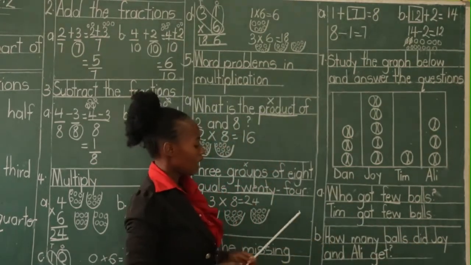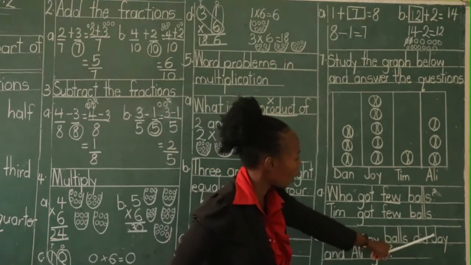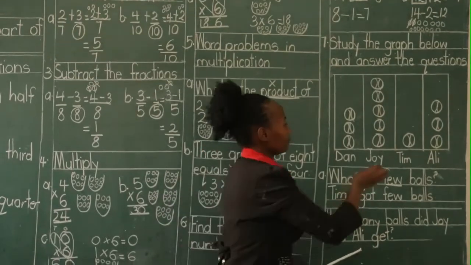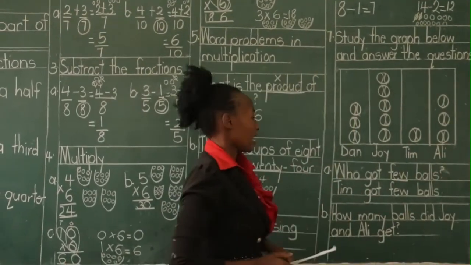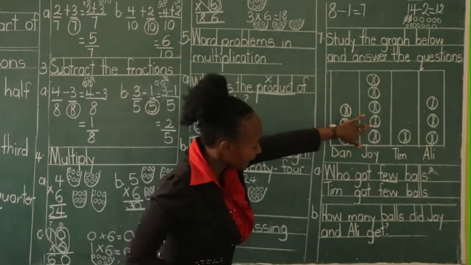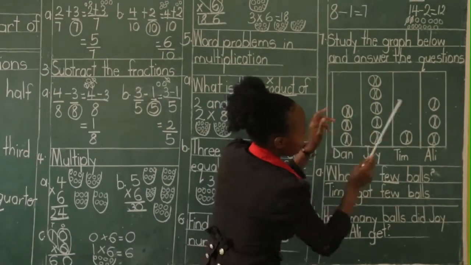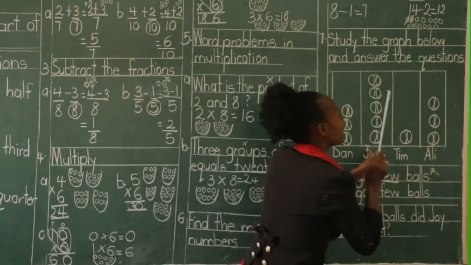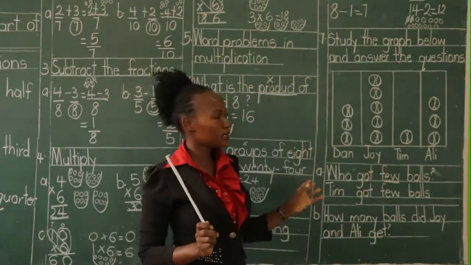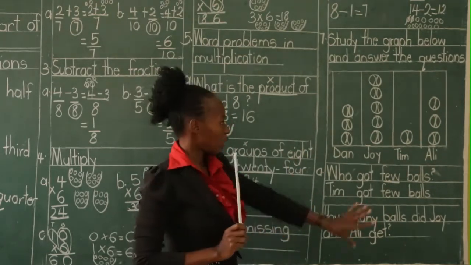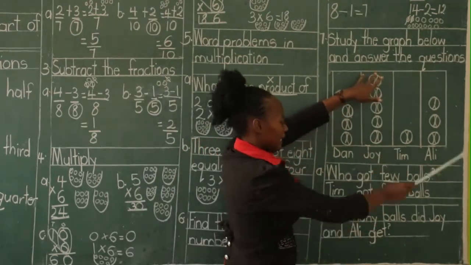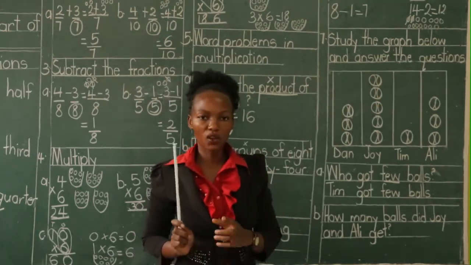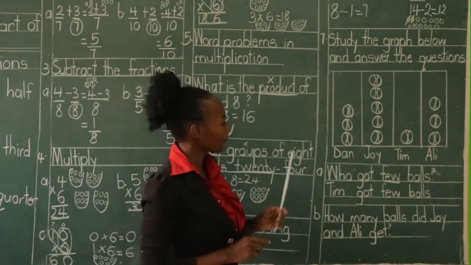Then we have the next one. How many balls did Joy and Ali get? It means here we are going to put their balls together. I look at Joy, I look at Ali, then I put their balls together to see how many balls they got. Let's count them together.